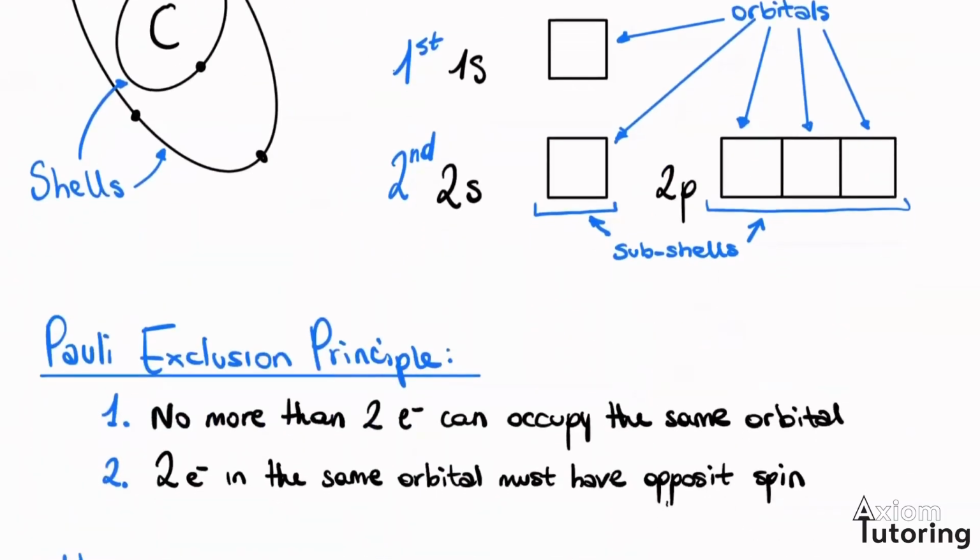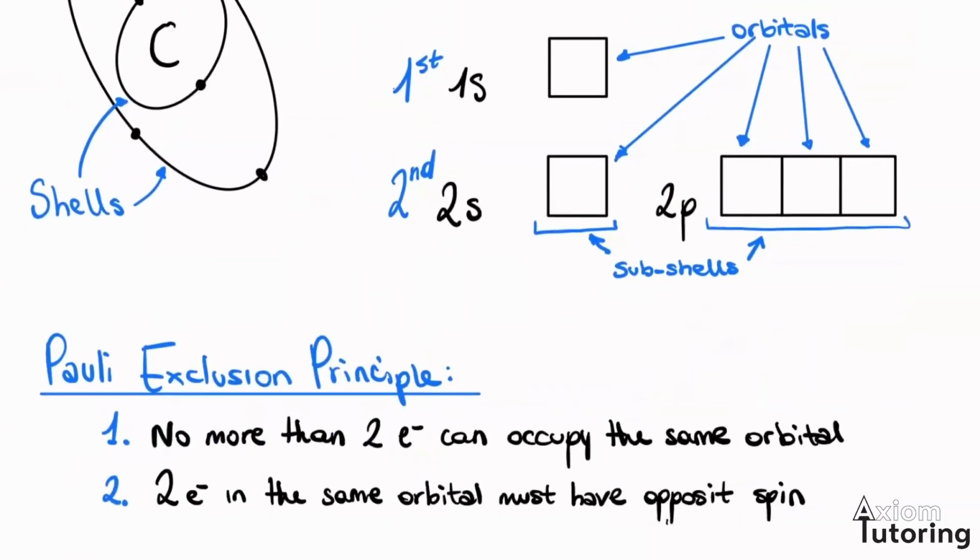The first rule is the Pauli exclusion principle, which states that no more than 2 electrons can occupy the same orbital, and that 2 electrons in the same orbital must have opposite spin.